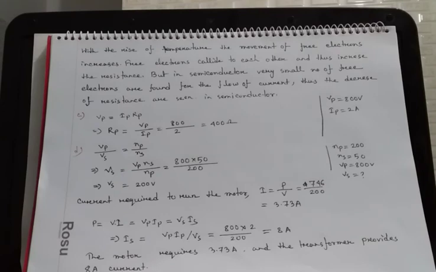But in our earlier calculation we found that the current required to run the motor is 3.73 ampere, while the transformer provides a current of 8 ampere. So using this transformer it is possible to run the motor, because the required current for the motor is less than the current generated by the transformer.